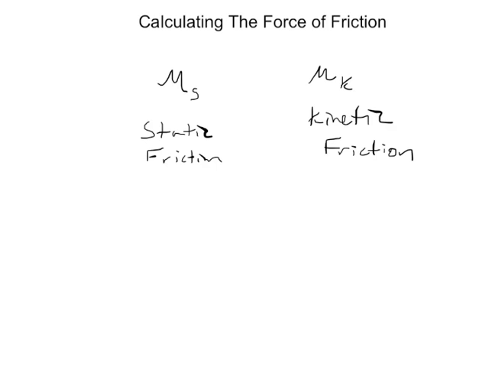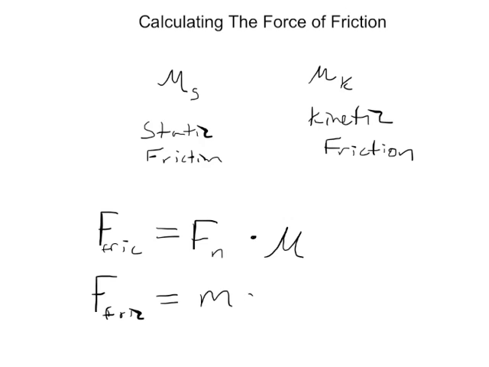And so from this, we can reason that the force of friction is equal to the normal force times mu. Depending on whether we're looking at the static friction or the kinetic friction, it would be mu sub s or mu sub k. As we know, the normal force is equal in most situations just to the force of gravity. So, this is the equation of friction for an object on a flat surface.